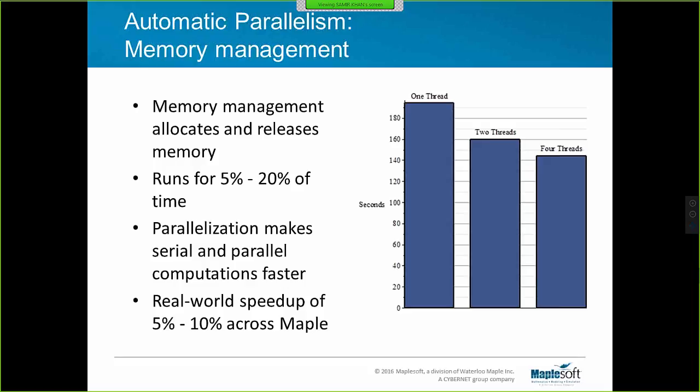Previously, it was single-threaded, and this limited the speed of both single-threaded and parallel code. We recently completed a major project in making the garbage collector run in parallel. By doing that, your processing time is typically reduced by 5 to 10%.